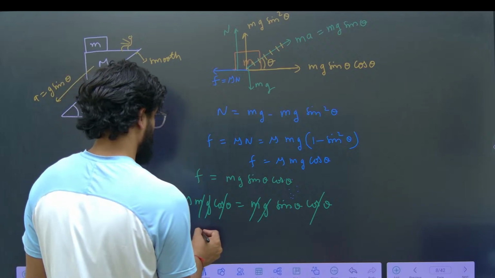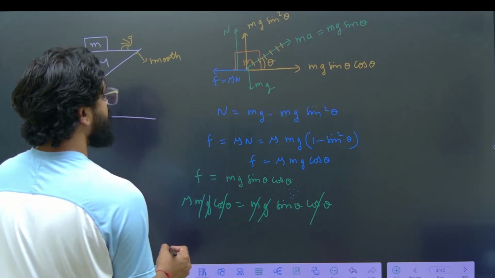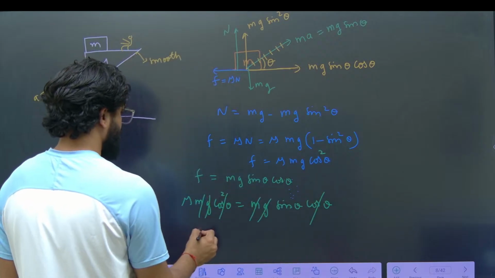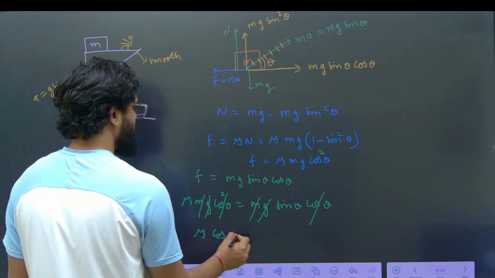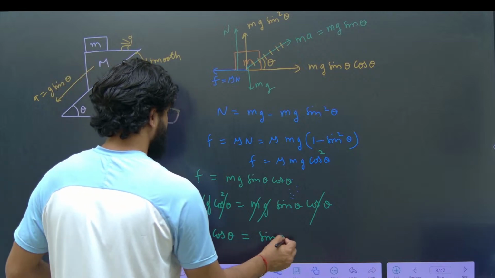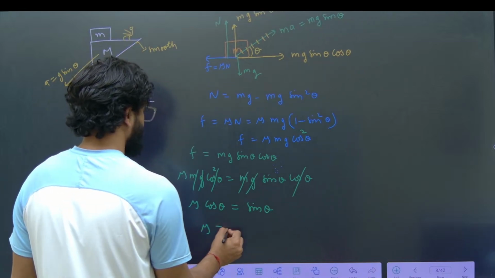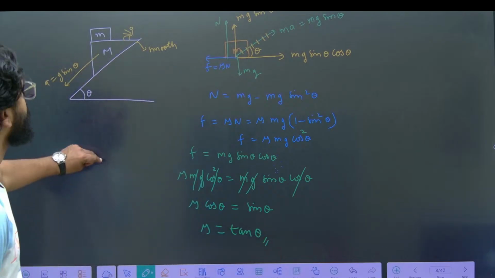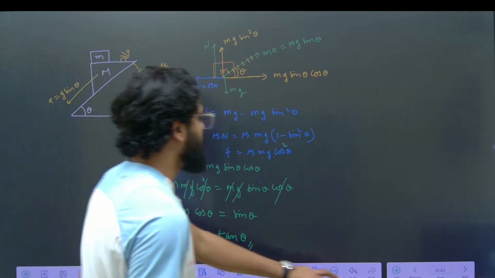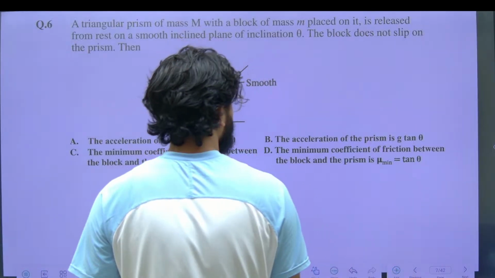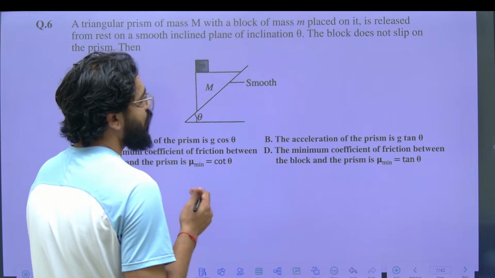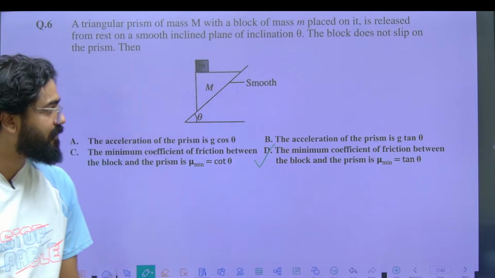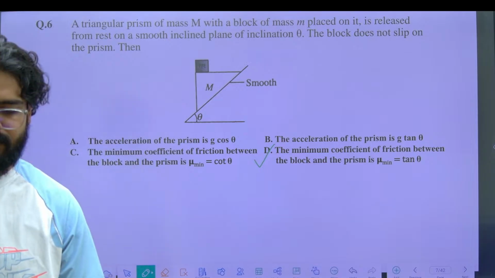Oh, wow. Oh, it is cos square theta. So sorry for that. It is cos square theta. So over here it will be mu cos theta equals to sin theta. So mu will be tan theta. Okay, correct. Yes. So answer over here, it should be the minimum coefficient of friction between the block and the prism. It should be this. Otherwise, they will slip. Correct? Yes.